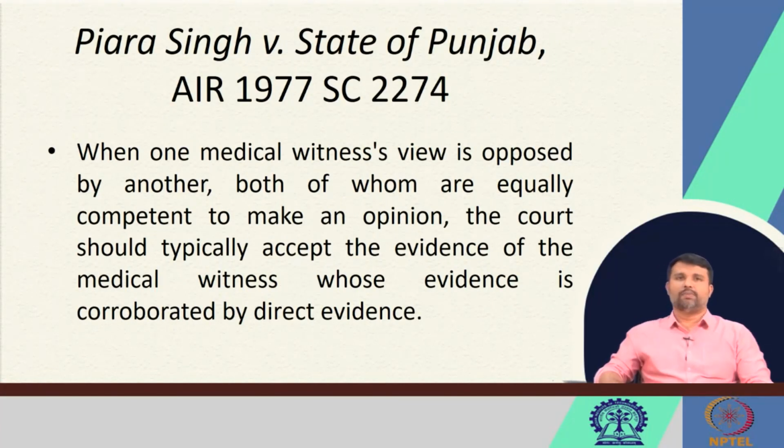In Pyara Singh versus State of Punjab, Supreme Court decision from 1977, when one medical witness view is opposed by another, both of whom are equally competent to make an opinion, the court should typically accept the evidence of the medical witness whose evidence is corroborated by direct evidence. So when there is an opinion given by an expert and there is another opinion given by another equivalently positioned witness, then the court will have to compare both the opinions and also see which one is more matching with the other direct evidences submitted before the court. The evidence which is matching with the eyewitness testimony or other direct evidences before the court should have to be accepted.